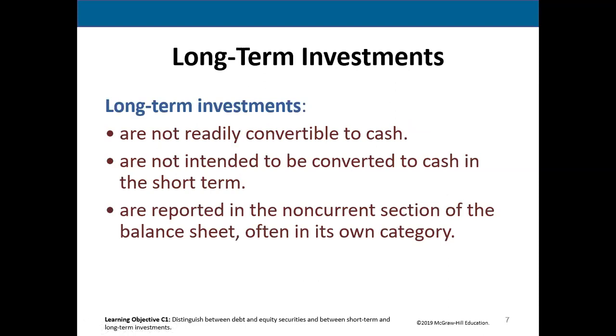Long-term investments are not readily convertible to cash, or they're not intended to be converted to cash within a year, and they're reported in the non-current section of the balance sheet, often in the investment category. So we talked about this back in Chapter 4, the classified balance sheet, and we said there's different categories of long-term assets. We focused on property, plants, and equipment. We also, in Accounting 111, talked about intangibles, which is another long-term asset category.